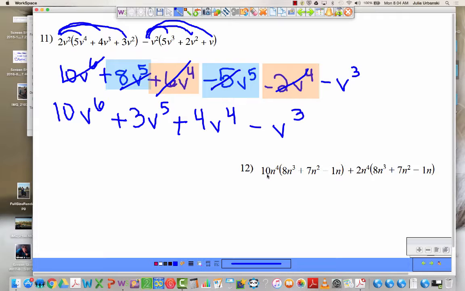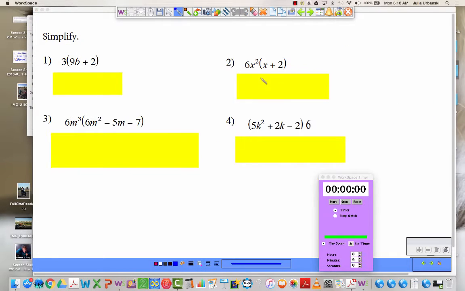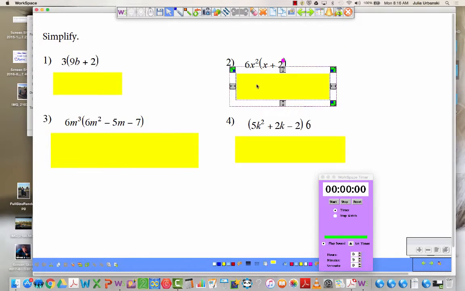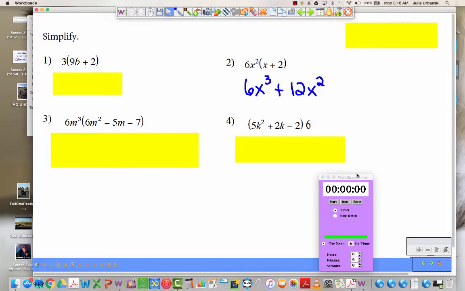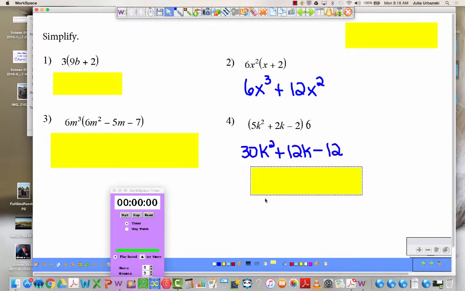All right, take yourself about 5 minutes and do the right-hand side of the page. You should have had 6x to the third plus 12x squared. Go back to your notes just for a second. Number 4, 30k squared plus 12k minus 12. Questions on those?